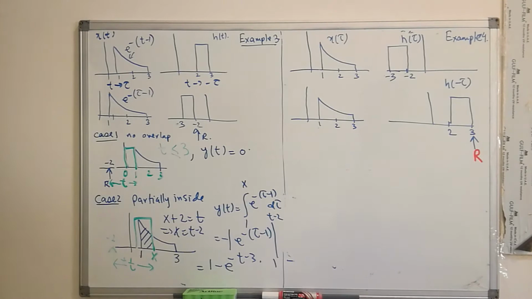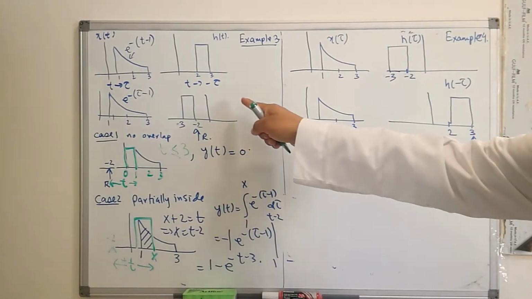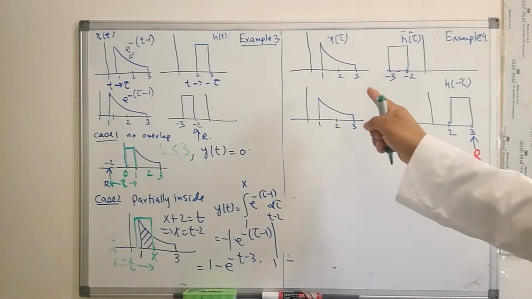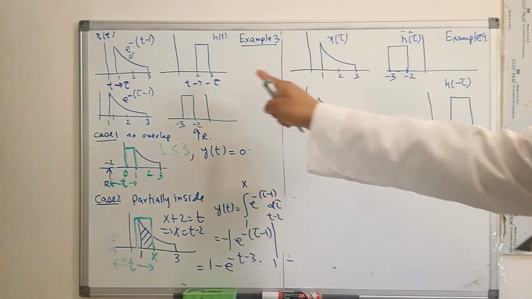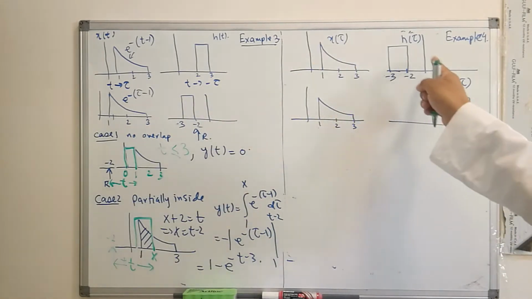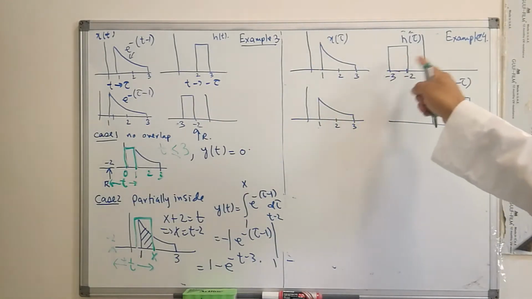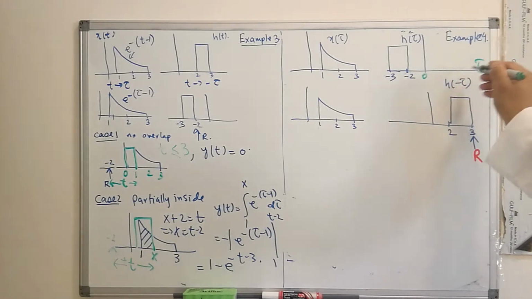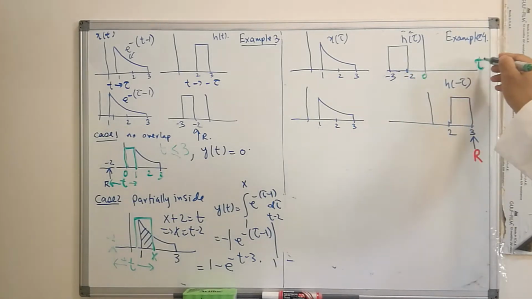Okay, now this is an example. This was the one which we did before, example number three. This is an example which is slightly different. The only thing different is my h of t is now shifted, has moved to the other side, the negative side of the tau axis. So this is my tau. Sorry, this is my t.